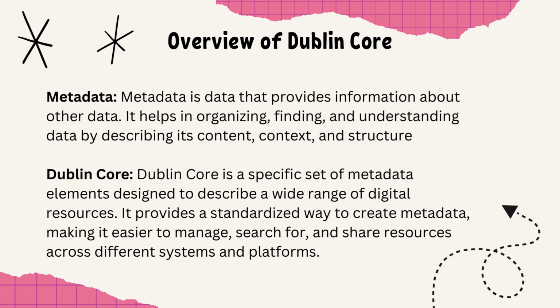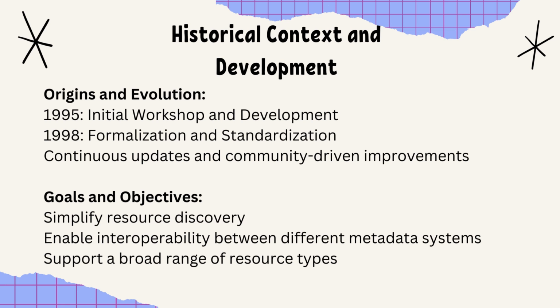So beginning with an overview of Dublin Core, we need to understand what metadata is, right? Metadata is the data that provides information about other data. It helps in organizing, finding, and understanding data by describing its content, context, and structure. Now, Dublin Core is a specific set of metadata elements designed to describe a wide range of digital resources. It provides a standardized way to create metadata, making it easier to manage, search for, and share resources across different systems and platforms. Moving on into the historical context and development.